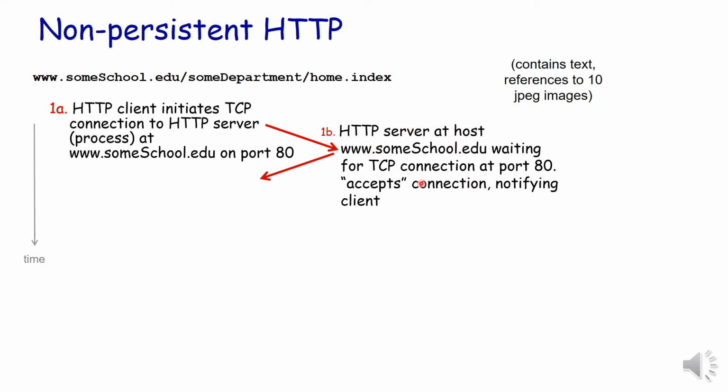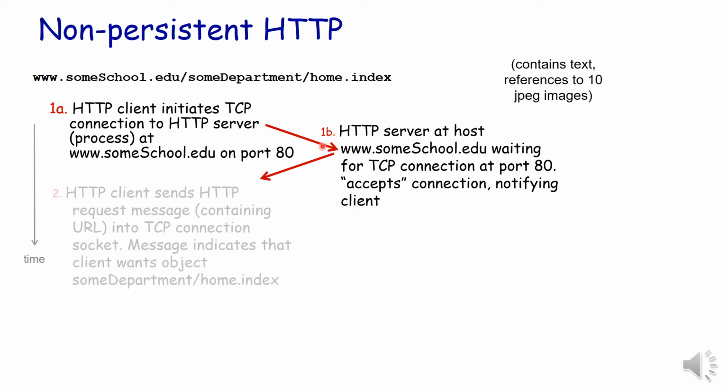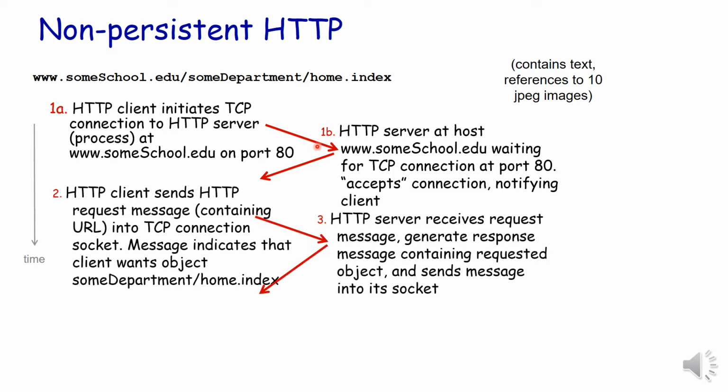Then the HTTP server at the host receives the connection and responds back to the client. Steps 1A and 1B are used for establishing the connection. As time goes on, the second step comes, and it requests the actual page. Then the server generates the page requested by the client and sends the requested object. That means it is returning a single object to the client.